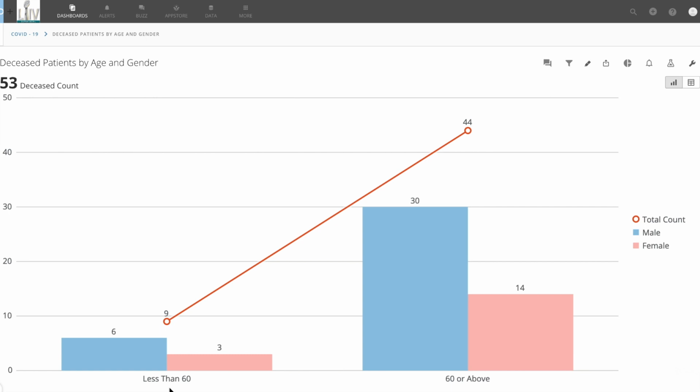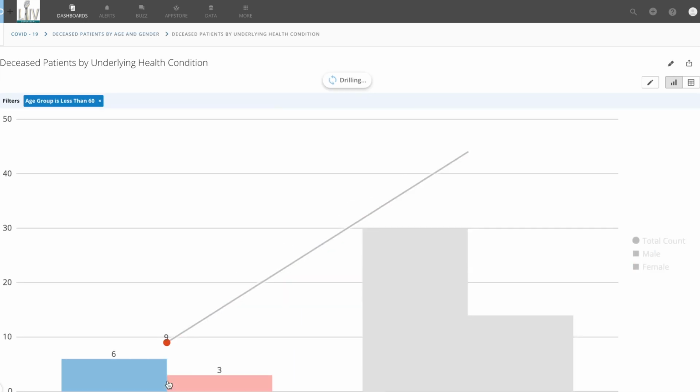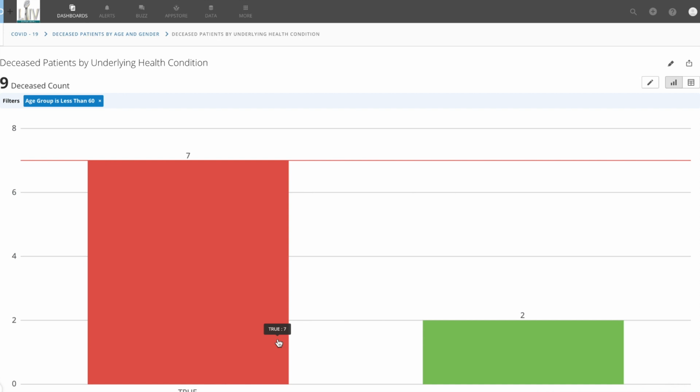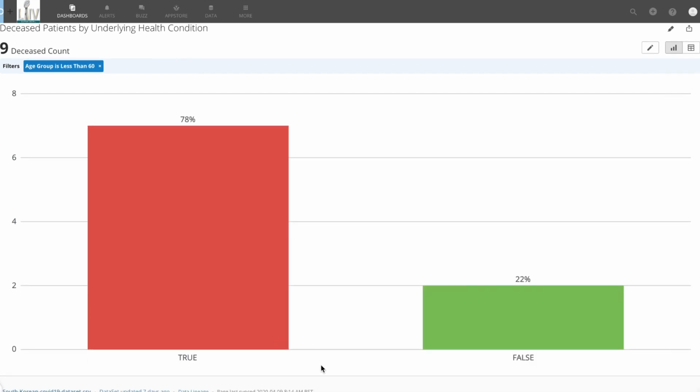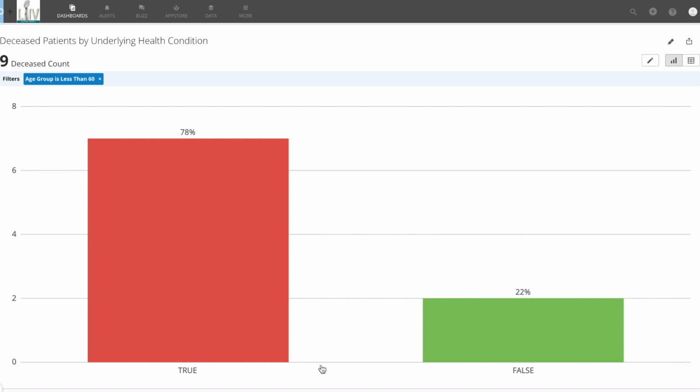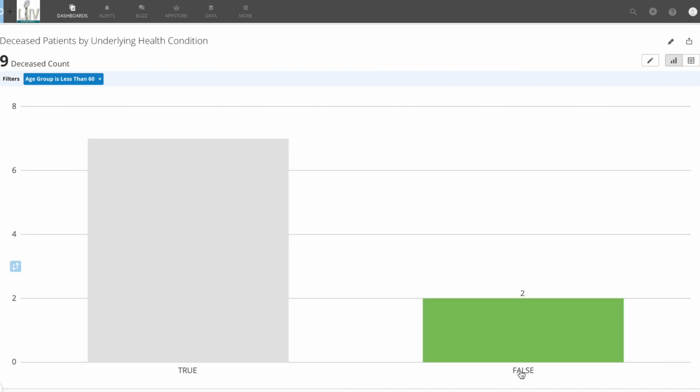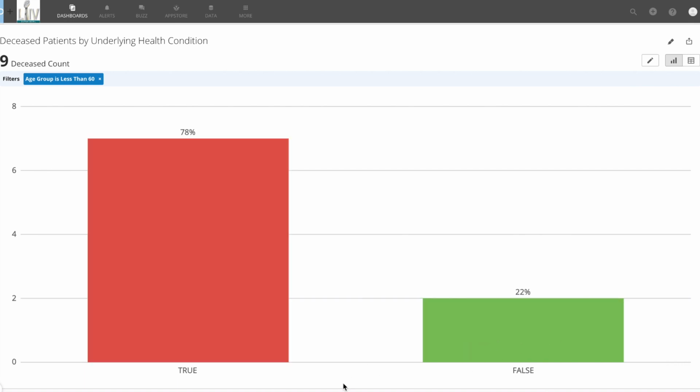Let us now take a closer look at the age group of below 60. If I click here, it will take me to the drill down view of the card. This card is a drill down card from the previous card, and we are focusing on the data of the deaths below 60 years old. We separate them into 2 groups. One contains those who already had underlying health condition before catching the virus, with true, and the other, false, contains those who did not have underlying health condition before catching the virus.